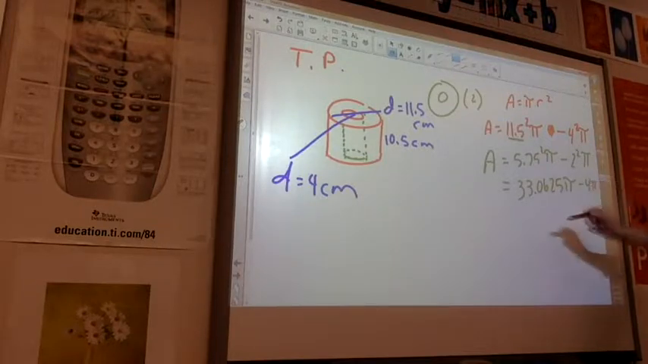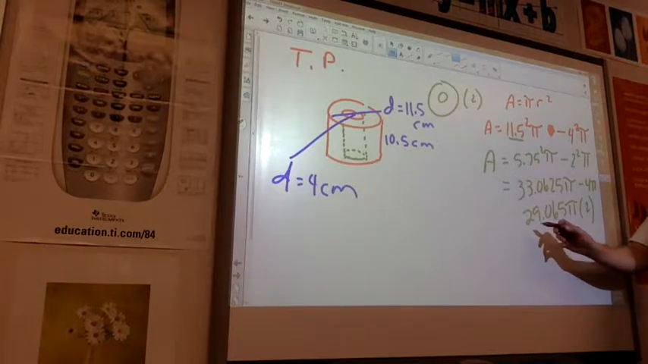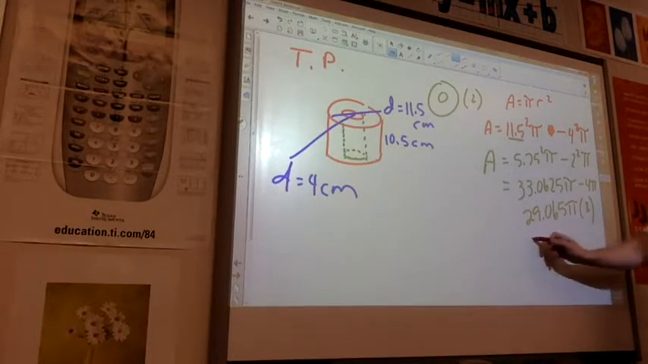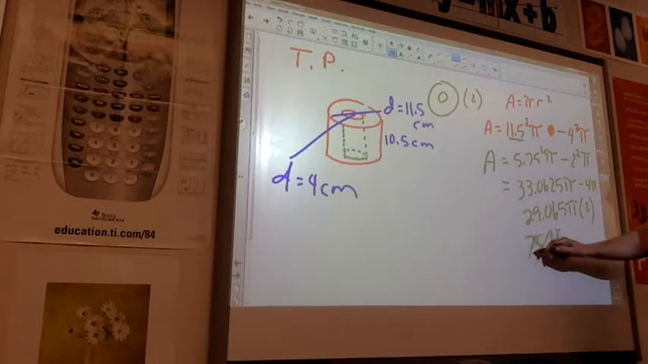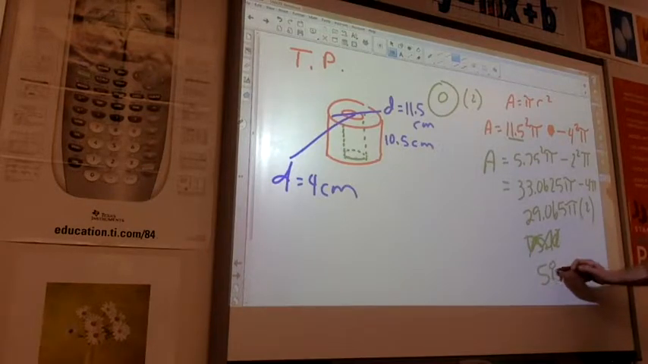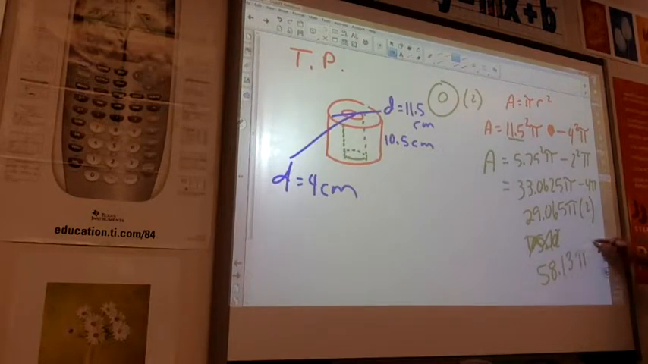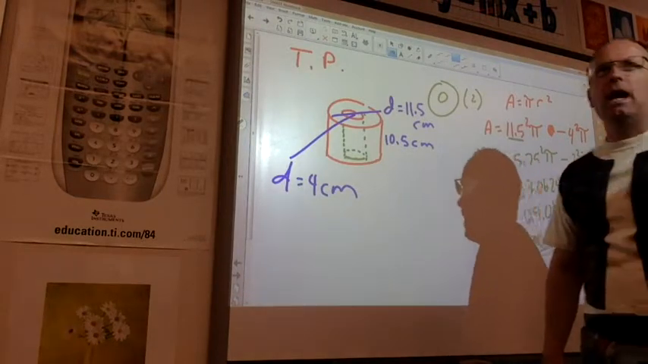33.0625 pi minus 4 pi. So that's going to be 29.0625 pi. And I'll multiply that times 2 because I have two different bases, right? So 29.0625 times 2 is 58.125. So 58.125 pi is the area of my top and my bottom.